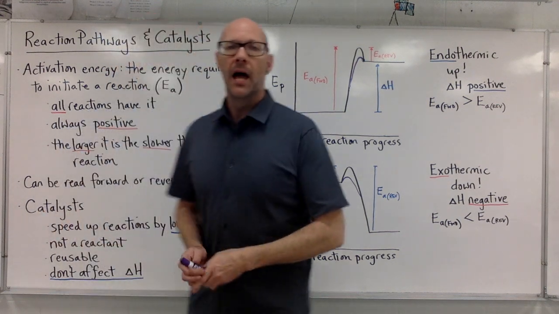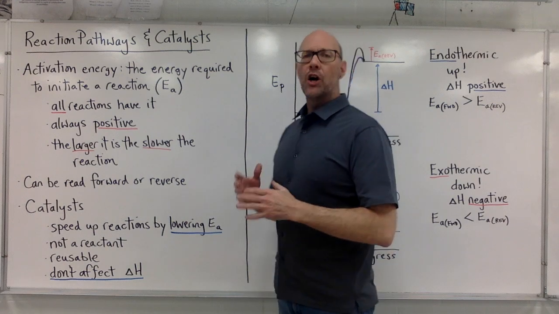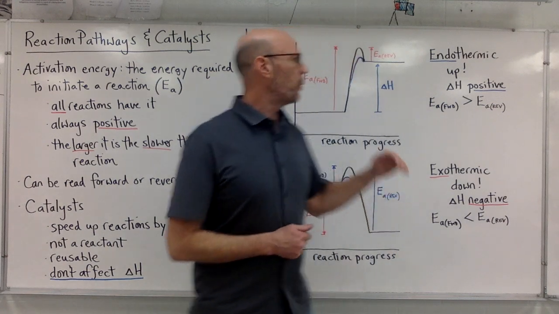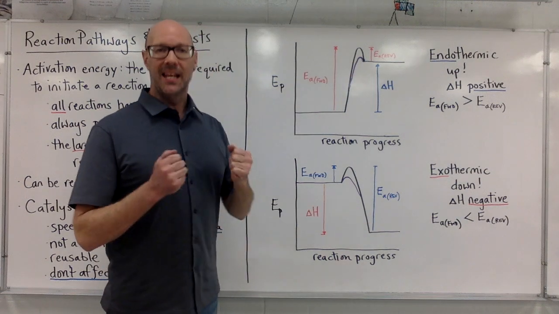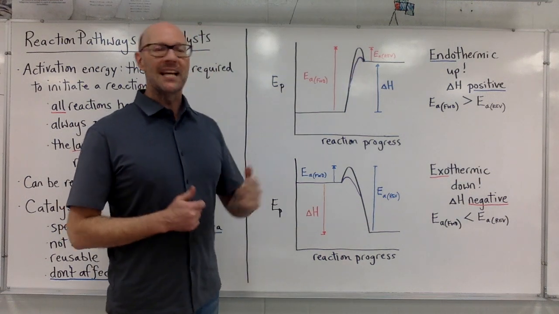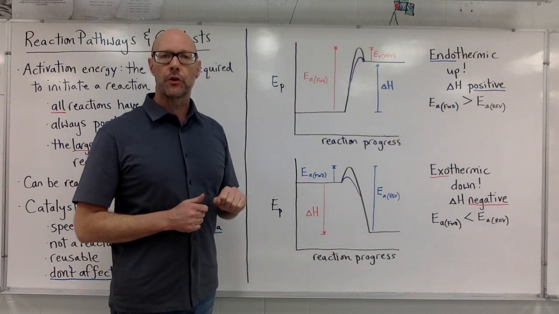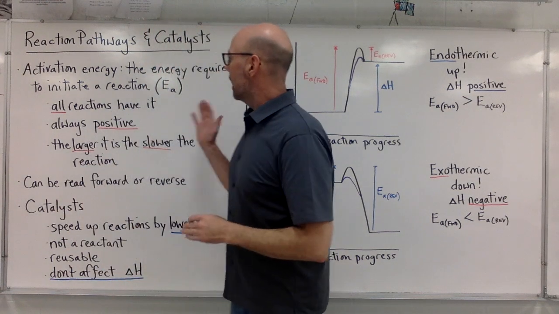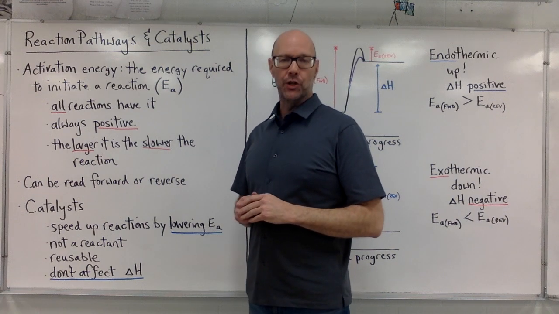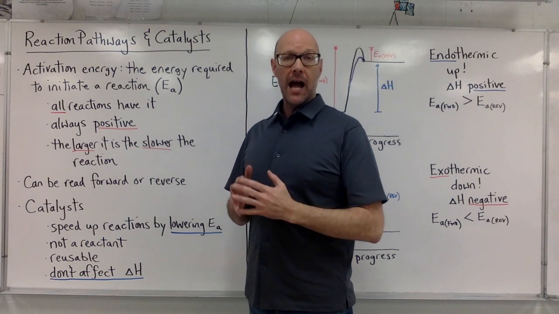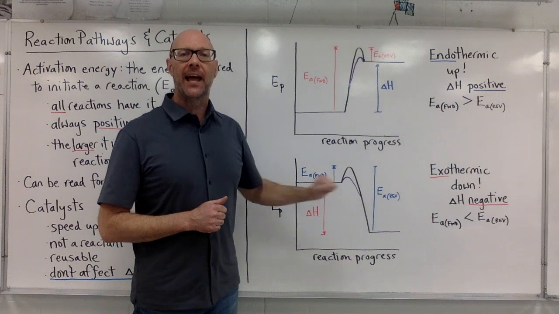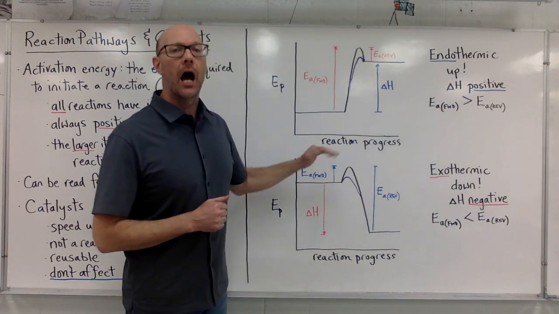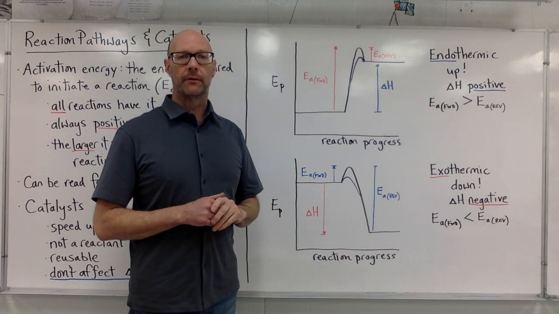To wrap up, reaction pathways are just slightly fancier potential energy diagrams. The way that we determine the delta H is the same. The way that we identify endo or exothermic reactions is the same. What is new is this idea of activation energy. All reactions have it. Endothermic and exothermic reactions have it. It's always a positive value. It's always an upward move on the graph.